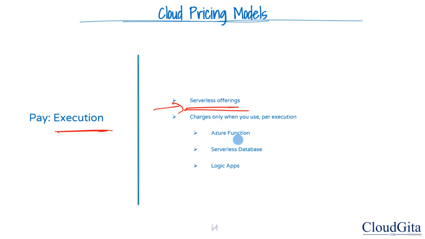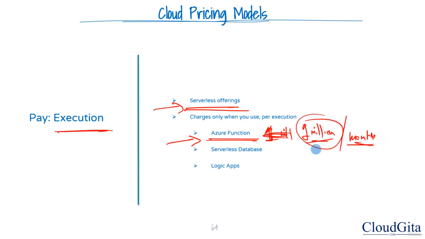Depending on how many clicks you have, or, for example, in the case of Azure Functions, how many times you use this Azure function. And by the way, Azure provides 1 million executions per month free. All right, so 1 million free every month. But if you use more than that, you have to pay for it. The point here is that it depends on the number of executions. Serverless database, how many times you hit your database, logic apps. So depending on how many times you use, you pay. If you don't use, you just don't pay, right?